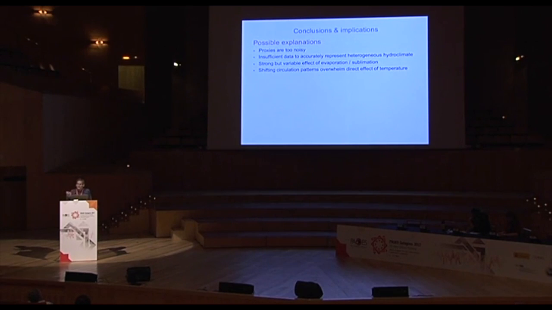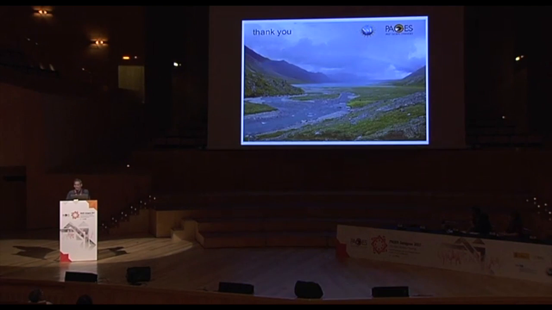So I think the difficulty is, of course, representing the hydroclimate with such heterogeneity, with a noisy data set and an incompletely sampled data set. There are variable and strong effects of evaporation and sublimation that we're not accounting for. And of course, one of the themes we've heard in a number of talks is the importance of shifting circulation patterns that overwhelm the direct effect of temperature on moisture. Thank you.